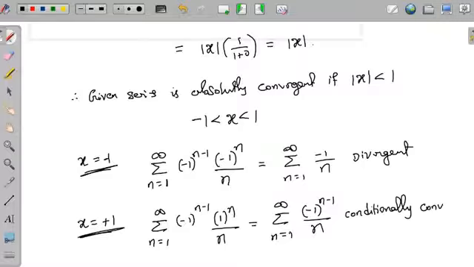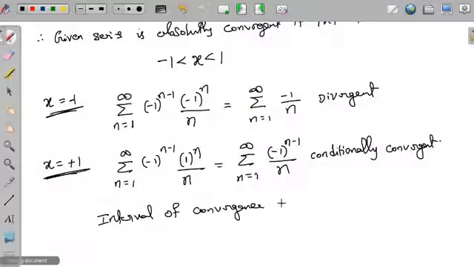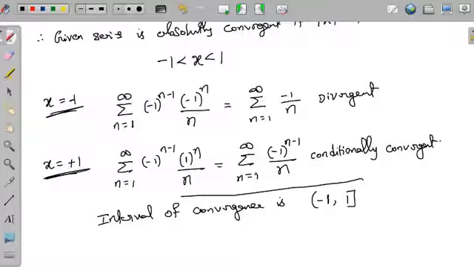Divergence. So the given series is absolutely convergent between negative 1 and 1 and conditionally convergent at x equals 1. So we can write the interval of convergence now. At minus 1 it is not convergent, and at 1 it is convergent, but it is conditionally convergent. So this is the interval of convergence for the given power series.